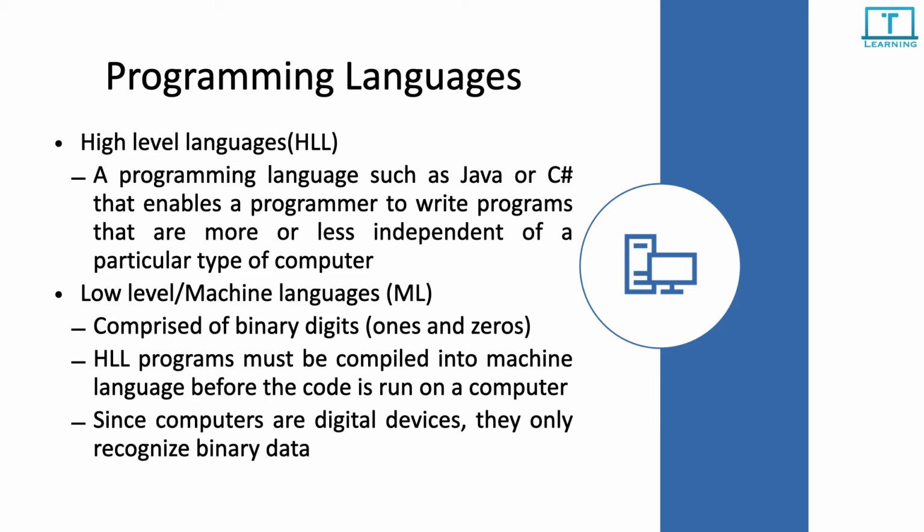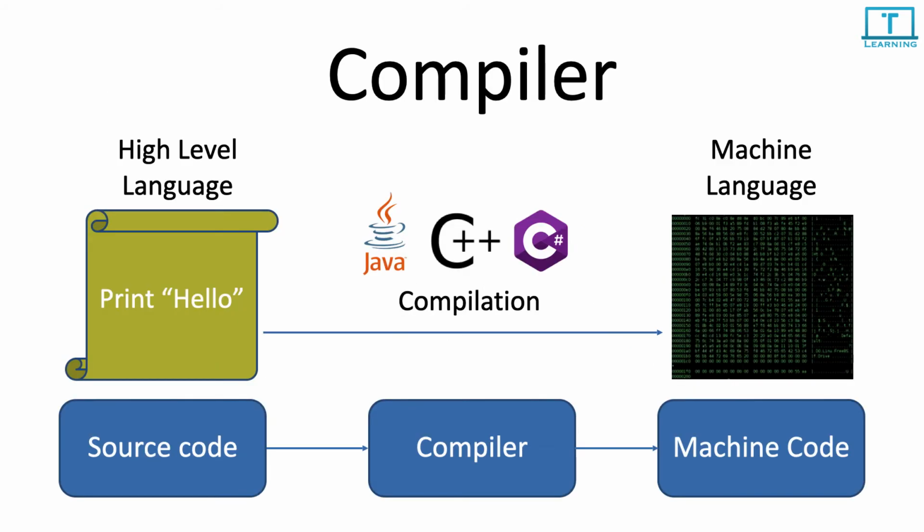The programs that we write in high-level languages should be converted into a binary format before executing them. This binary code is called low-level or machine code. Now the question is, who will do this conversion? Let's find it out. There's a software called compiler which performs this conversion. For every language, there is a compiler.